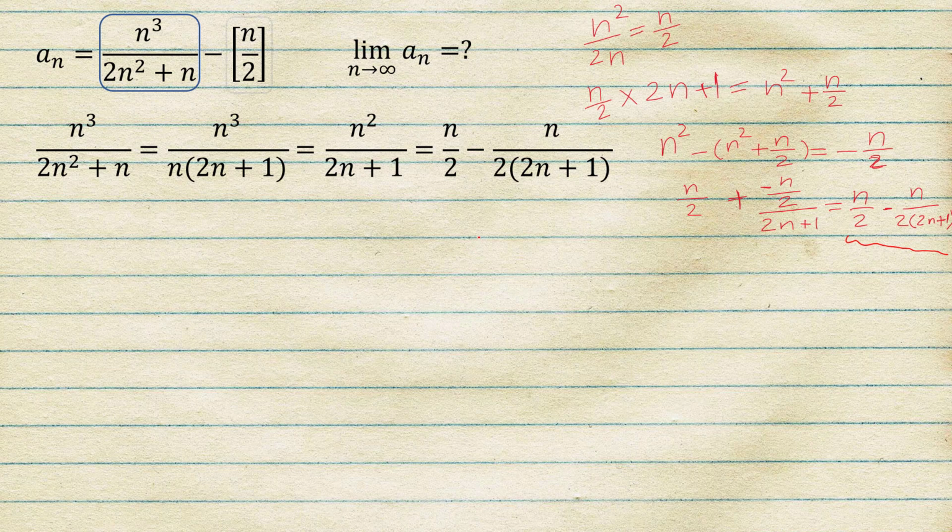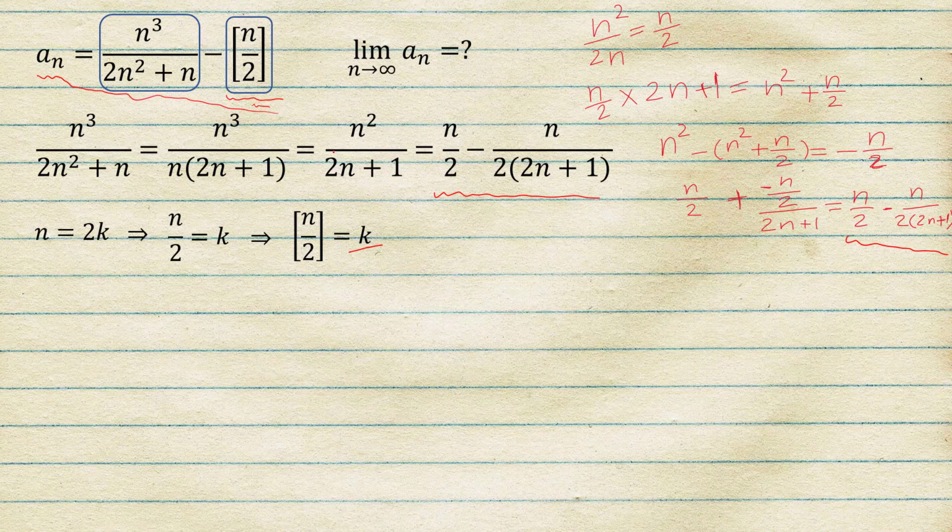Now let's get to the main point, the floor function part. For even and odd numbers, we need to examine this function. If we take n equals 2k, then n over 2 equals k. So the floor function of n over 2 equals k, which is very helpful. Given this breakdown we have done, we write the new form of our sequence.